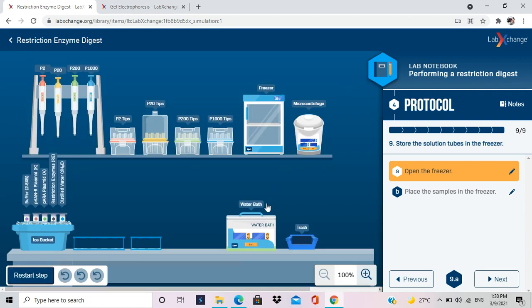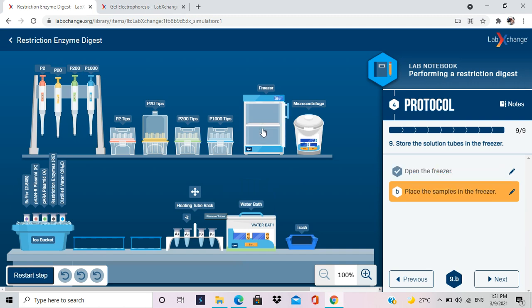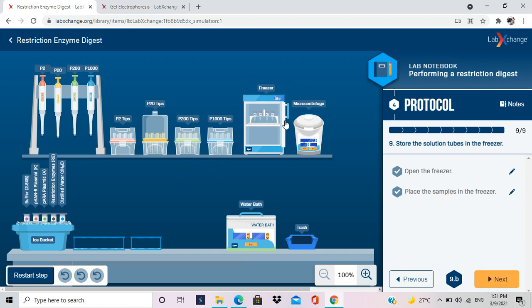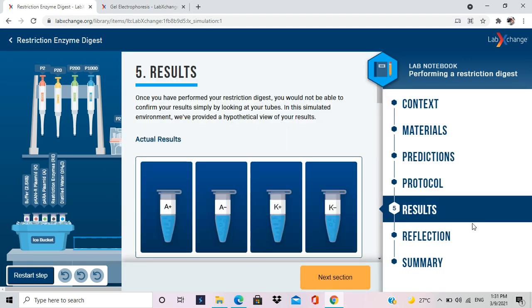After that, I open the water bath and remove the floating tube rack. Close it and open the freezer and place the floating tube rack into the freezer. And close the freezer. This is the result.